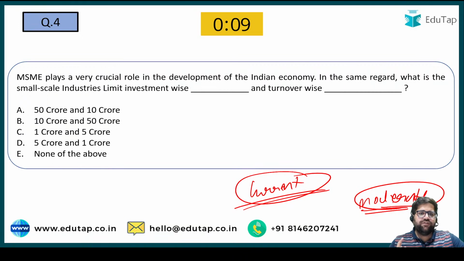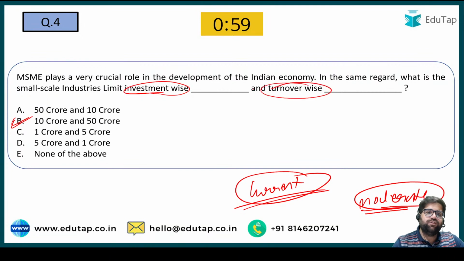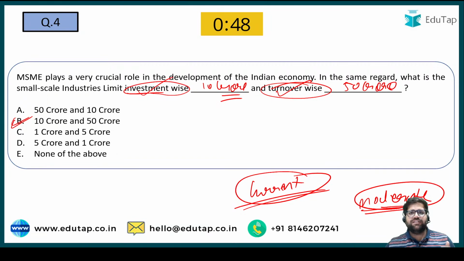Yes, the correct answer of this particular question will be B. MSME plays a very important role in the development of the Indian economy. In the same regard, what is the small scale industry limit, investment wise and turnover wise? Investment wise, they can invest 10 crore, and turnover wise 50 crore. So always remember that the turnover limit is more than the investment limit, because turnover is generally more than the investment which companies generate.